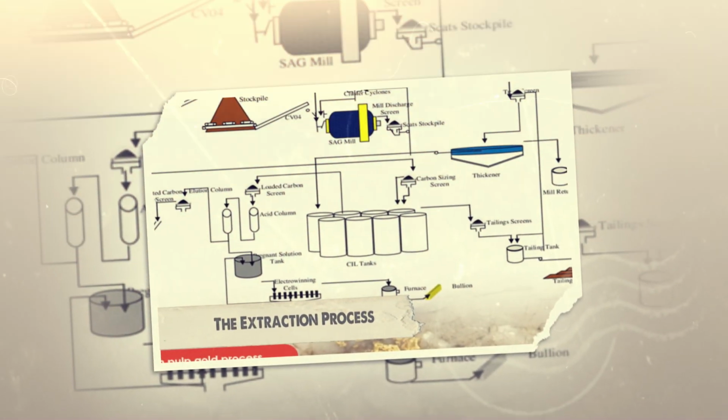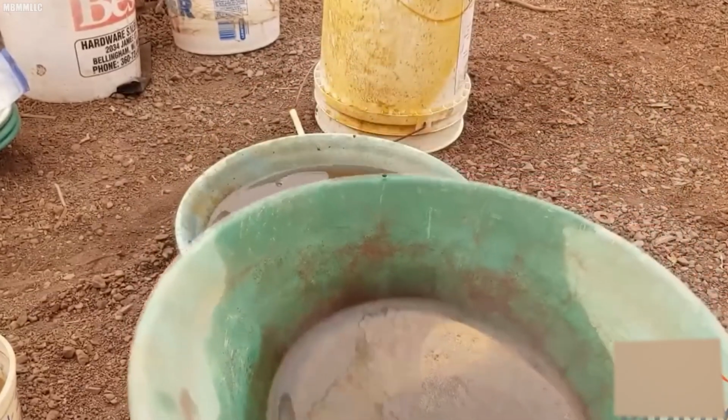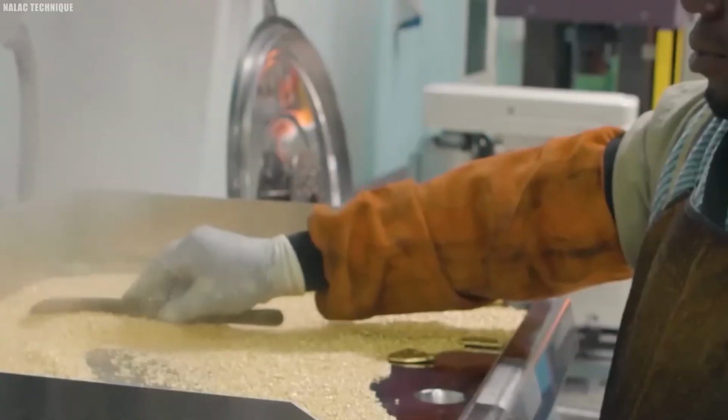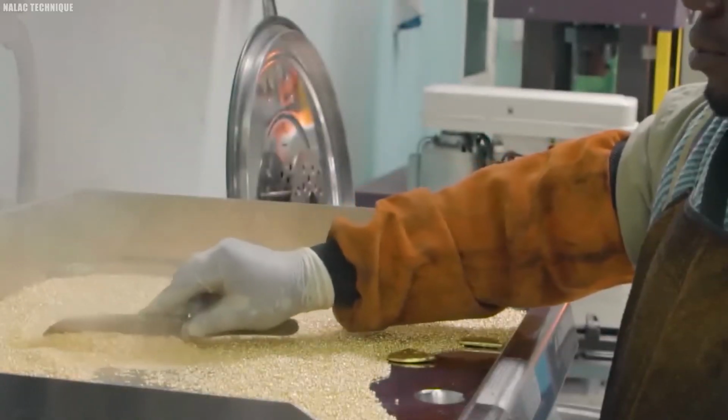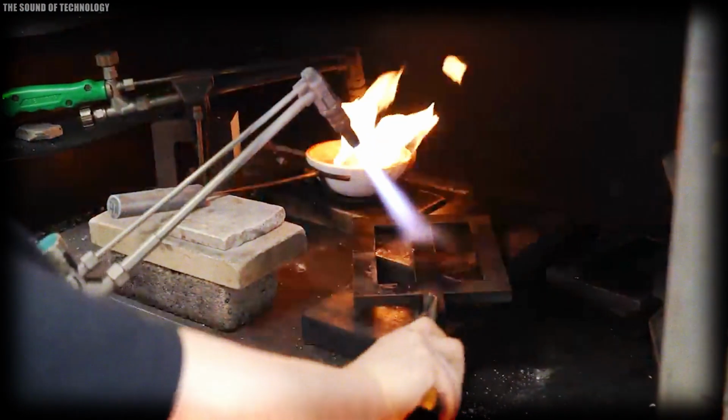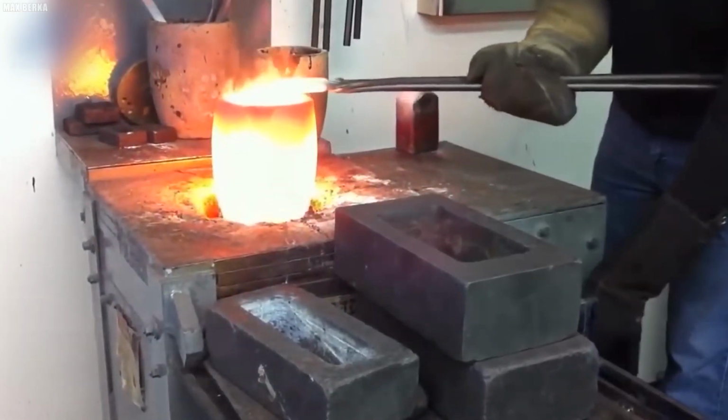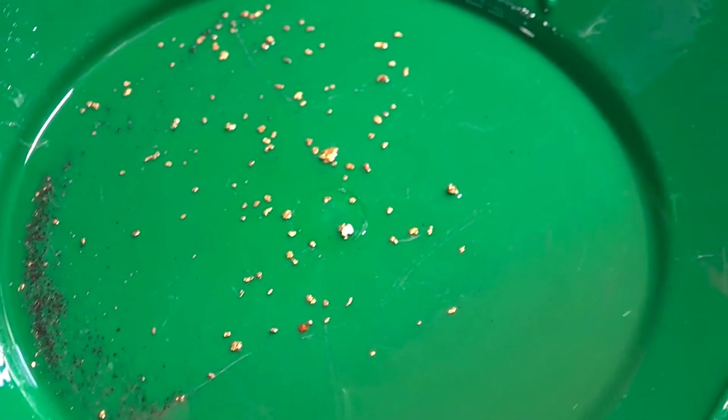The extraction process. When you have a mountain of powdered gold ore, it's time to concentrate that gold from the powdered ore. This stage is like turning raw ingredients into a delicious dish, requiring precision and skill. Gold concentration is about separating the precious metal from other minerals. It's like panning for gold, but on a larger scale. The goal is to increase the amount of gold in the material we'll work with next.